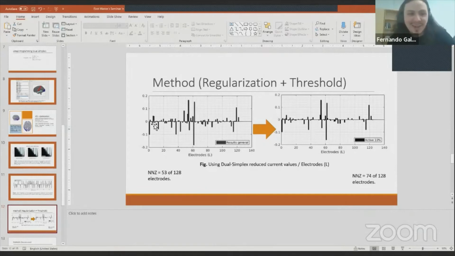Oh wait, actually yes, you're right. It's actually the left one, not the right one. I apologize. It is true.